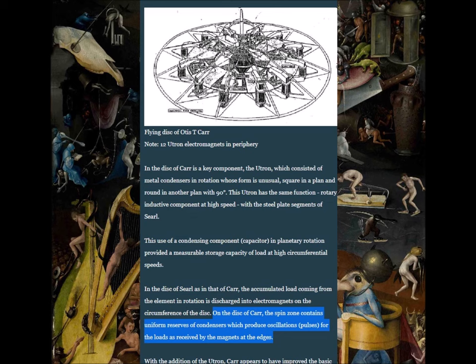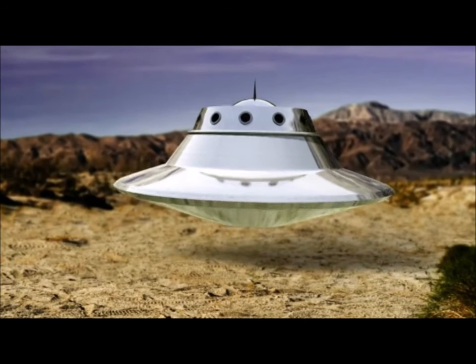So in summary, Otis Carr's circular foil craft possesses an inner plate which contains the utron accumulators, regenerative coils, and capacitor plates, and rotated clockwise, while the outer plate, which housed the horseshoe electromagnets, rotated counterclockwise. And in so doing, the craft was set to perform this extraordinary double function of both levitating and drawing free energy from the environment.